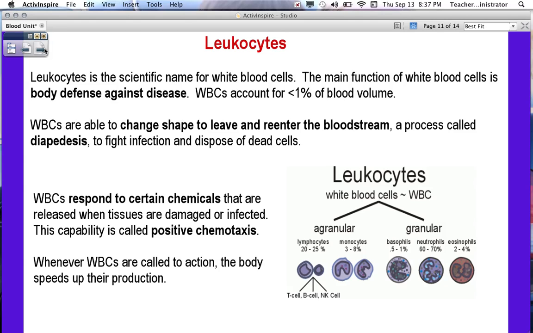Whenever white blood cells are needed, your body is going to speed up their production. So the number of white blood cells in your body is going to increase. So that's one of the things, if you're feeling sick, that they'll do is take a blood count, and they'll look to see if your white blood cells are elevated to know that maybe you are suffering from some kind of infection.